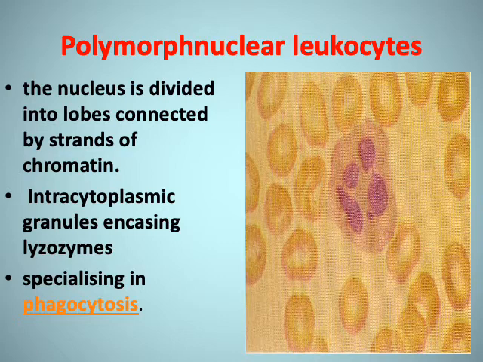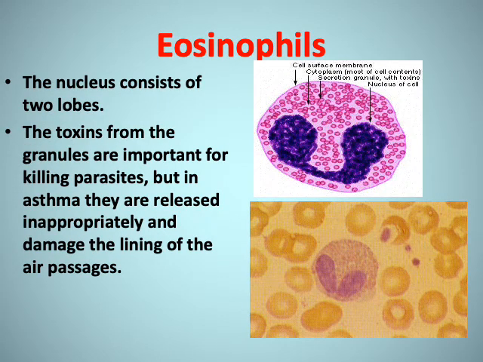As for eosinophils, the nucleus is composed of two lobes. The toxins from the granules are important for killing parasites, but in asthma, they are released inappropriately and damage the lining of the air passage.